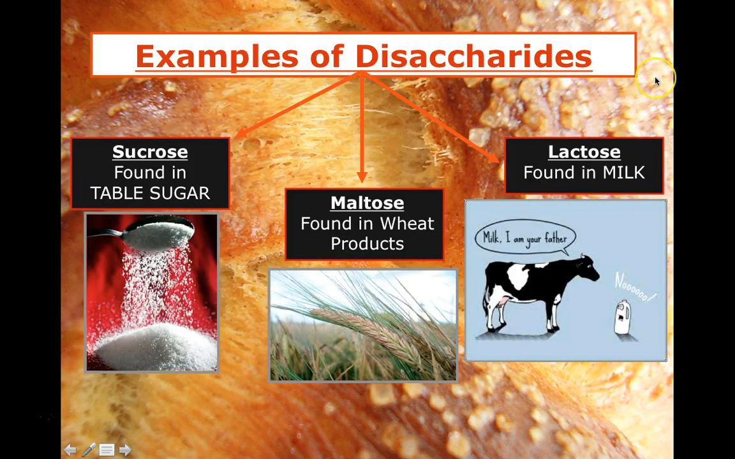Some examples of disaccharides that you may be familiar with are lactose. Lactose is a disaccharide, a more complex sugar that would be found in milk products. Maltose, which is found in wheat products, and sucrose, which is the most common of the disaccharides, which is found in regular table sugar.